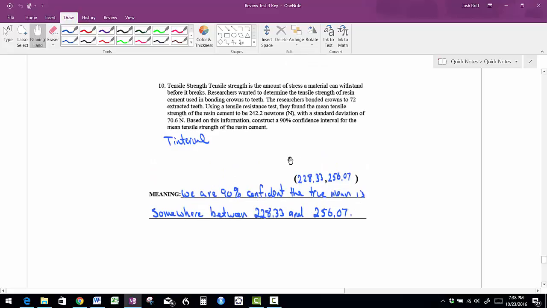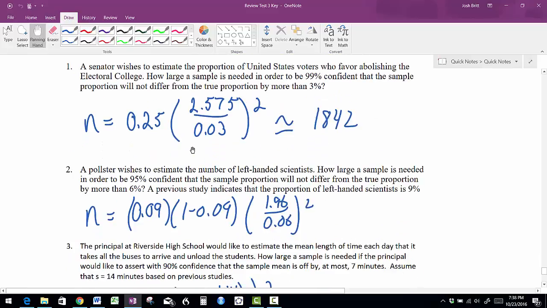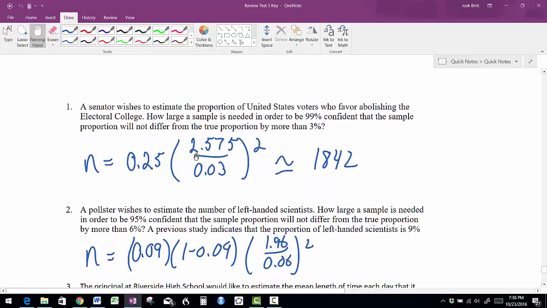Alright, so another t-interval question. Just use the t-interval in the calculator. And then here you got some sample size questions. So if there's no prior estimate for a proportion, it's just 0.25 times z alpha by 2 over 0.03 squared, where 0.03 is the margin of error, and your z alpha by 2 value comes from table 5.